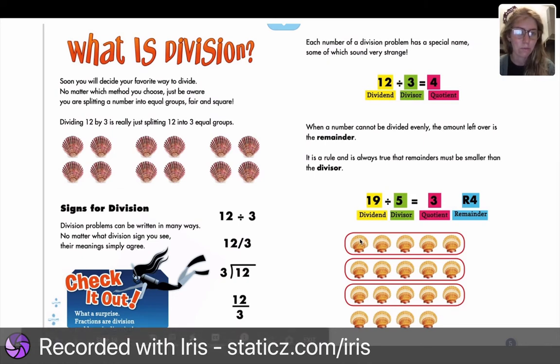So in this problem, we have 5, 10, 15, 19 divided by 5. And our quotient is 3 because we can make 1, 2, 3 groups. And we have 4 shells left over that don't fit into any group. Those shells are the remainder. And again, I know this is probably not new, but it's good to review because it's been a while. So once you feel comfortable with this page, we'll continue. If you want to pause it and just read it yourself or listen again, feel free.